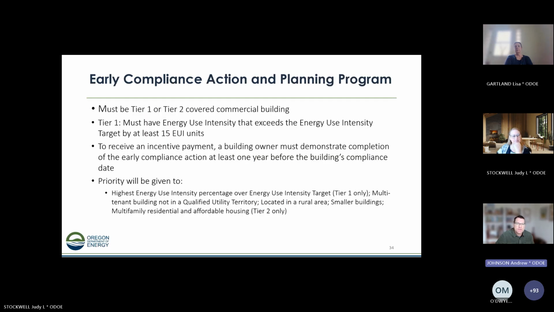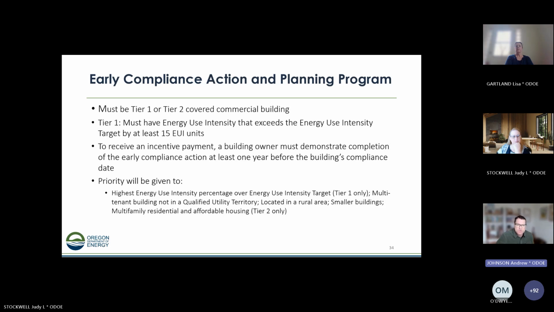So for the Early Compliance Action and Planning Program, buildings must be Tier 1 or Tier 2 covered commercial buildings. For Tier 1 buildings, they must have an energy use intensity that exceeds the energy use intensity target by at least 15 EUI units. That's written in statute. To receive an incentive payment, a building owner must demonstrate completion of the early compliance action at least 1 year before the building's compliance date.